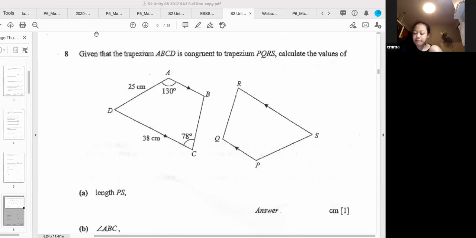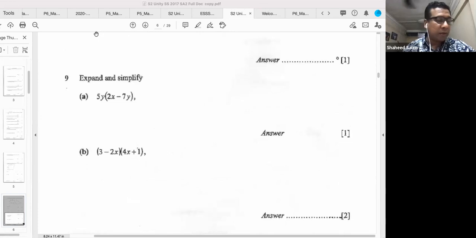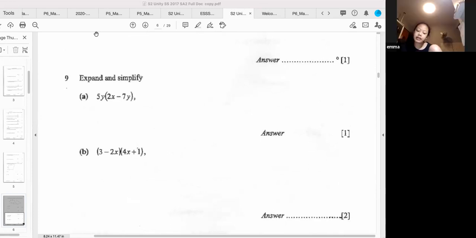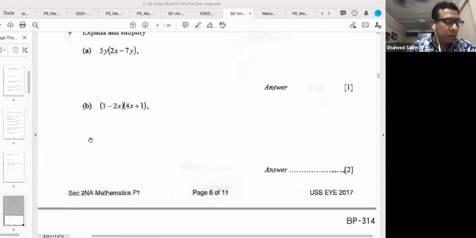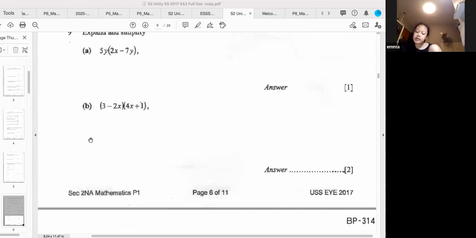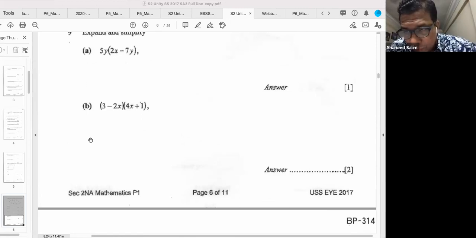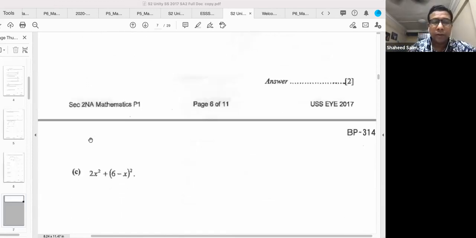Okay. This one, question number 9, have you done? Okay, what's the answer? 10xy minus 35y squared. Okay, well done. So what about the next one? B? 10x minus 8x squared plus 3. Plus 3, is it? Yeah? Okay, well done. Next one?